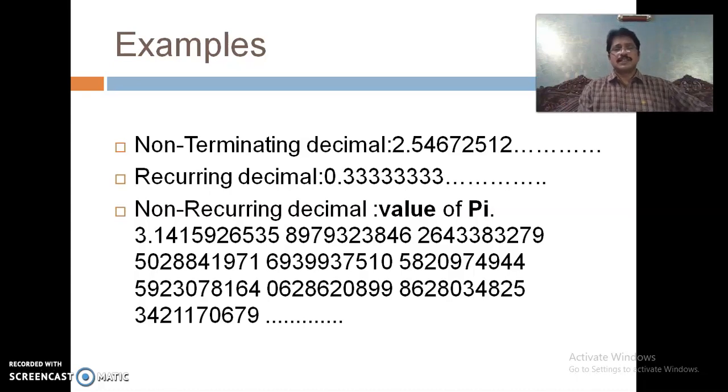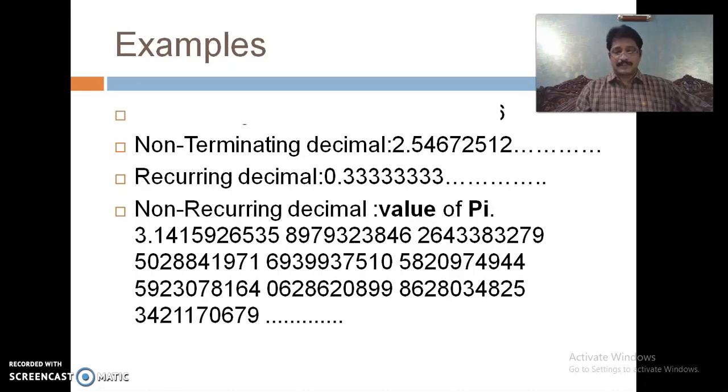So here a digit or a group of digits is not repeating continuously, but there is no end, so it is non-terminating. The digits or group of digits are not repeating either, so it's a non-recurring, non-terminating decimal. Later you will learn this as an irrational number. Clear? So a non-terminating, non-recurring decimal we call an irrational number.